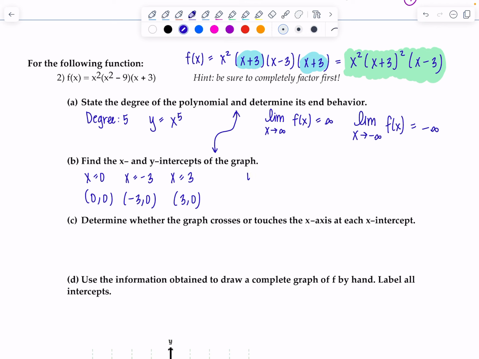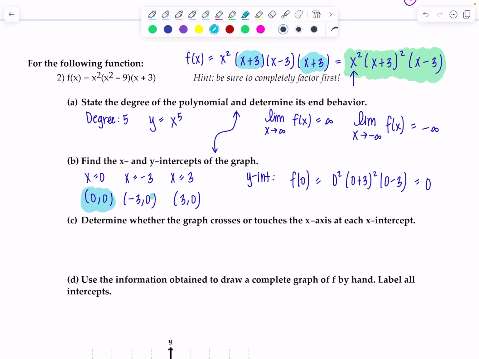Now what about the y-intercept? Well, to get the y-intercept, you substitute in 0 for x. F of 0, if I plug in 0 for x right here, this is going to give me 0 squared times 0 plus 3 squared times 0 minus 3. And 0 times anything is 0. 0 times any number is 0. So we already had it right here.